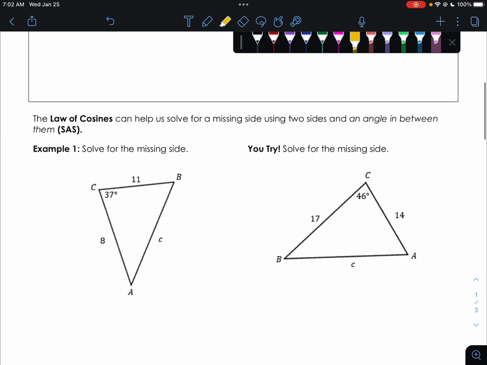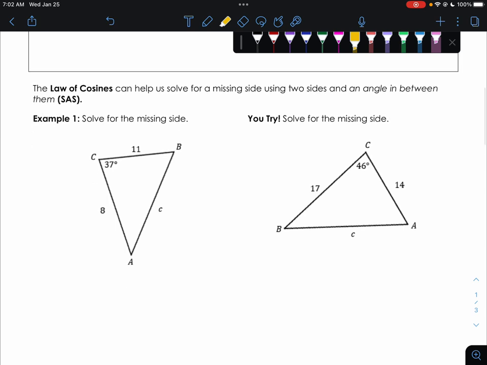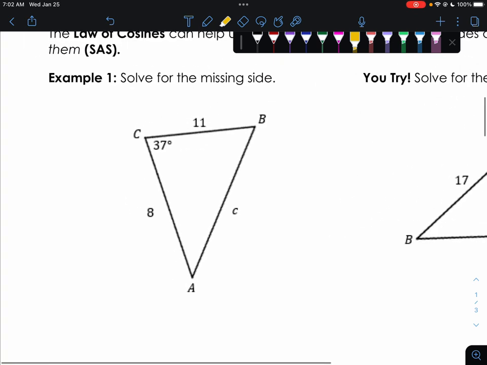So if we go ahead and jump to example number 1, this is where we're going to use the law of cosines to help solve for missing sides when we're given two sides and the angle in between. So that is a side angle side. So if we look at example 1, we want to solve for the missing side. Notice we are given enough information. We have side, we have our angle, we have our side. Okay, so that means we can use law of cosines. We want to solve for side C. That is the only side we do not have.